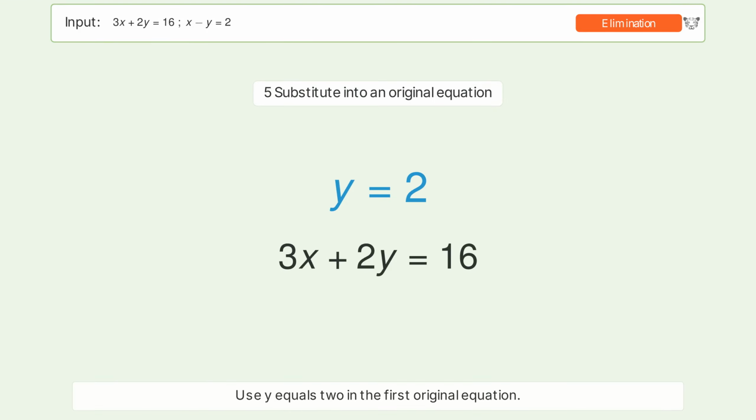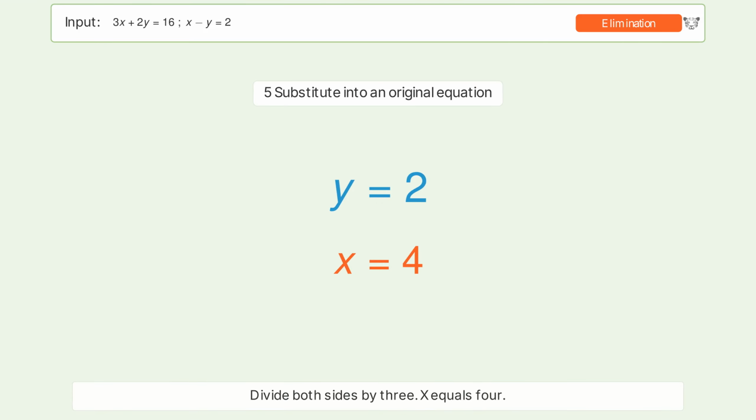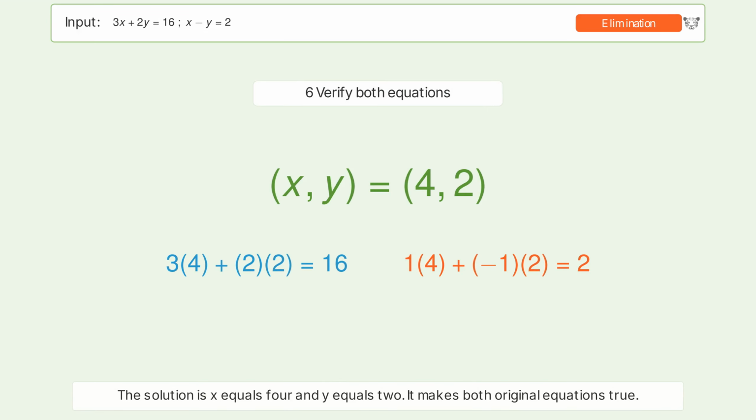Use y equals 2 in the first original equation. Replace y with 2. The remaining x term equals 12. Divide both sides by 3. X equals 4. The solution is x equals 4 and y equals 2. It makes both original equations true.